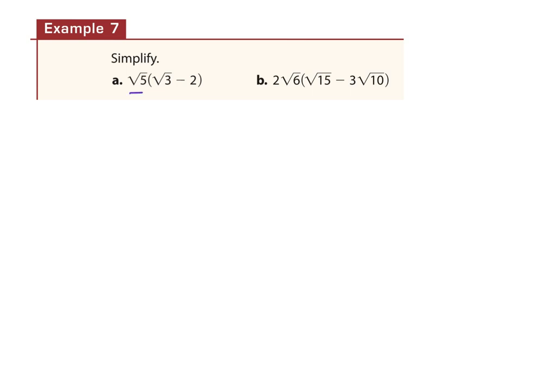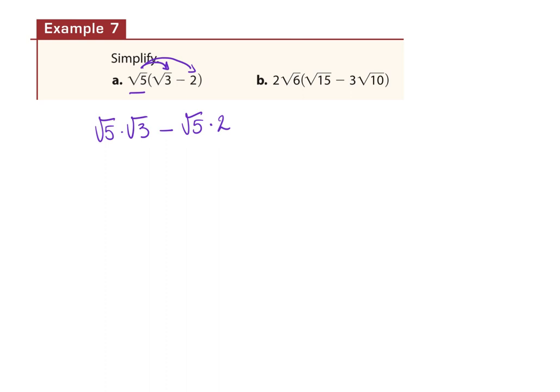So if I have square root of 5 times this binomial, I'm going to say the square root of 5 times the square root of 3, right? And then to the next one, it's going to be a minus the square root of 5 times 2, all right? You can only multiply outside and outside and inside and inside.